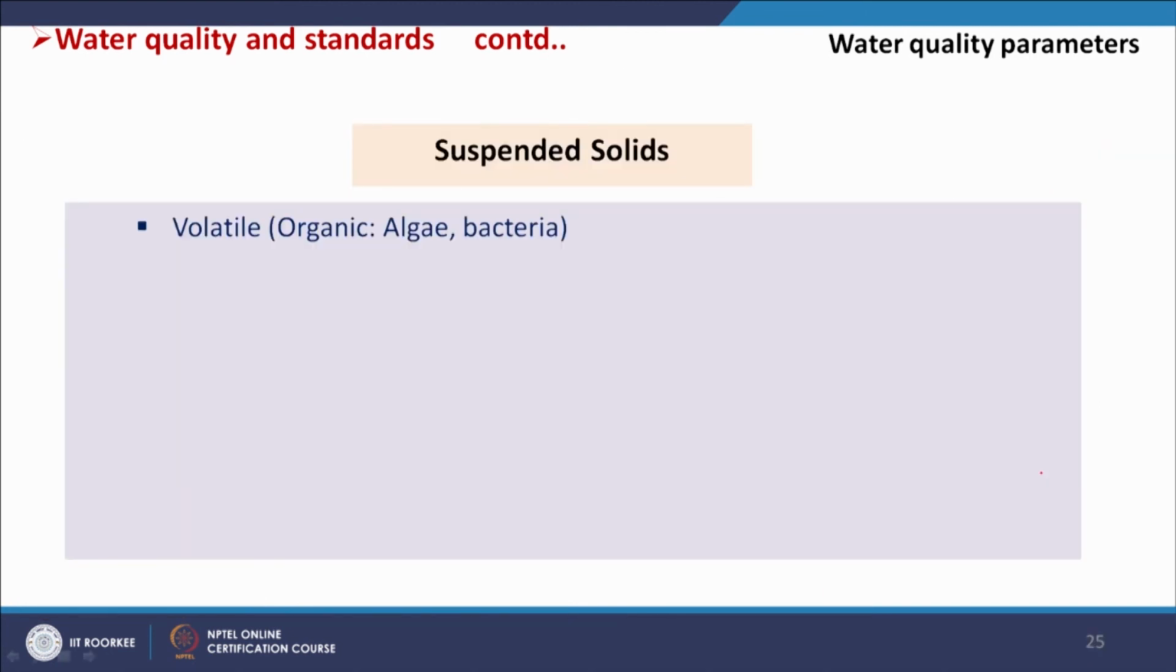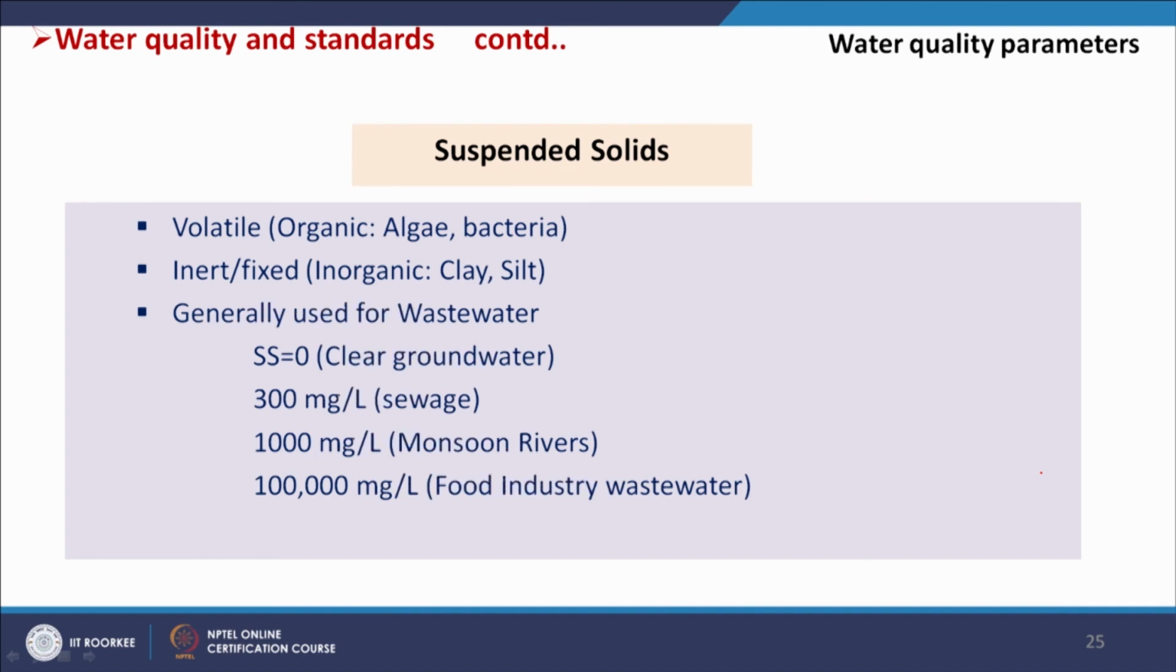Now, there is another quality parameter, that is suspended solids. Suspended solids may be volatile in nature, or inert in nature. Volatile may be organic, algae, bacteria, etc., and inert or fixed may be clay and silt. It is generally used for wastewater, and for clear groundwater suspended solid is not present in most cases, that is SS is equal to 0. For sewage it is 300 mg per liter, for monsoon river 1000 mg per liter, and for food industry wastewater it is around 1 lakh mg per liter.